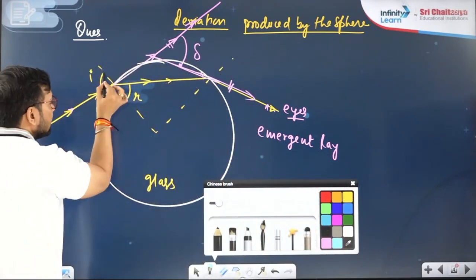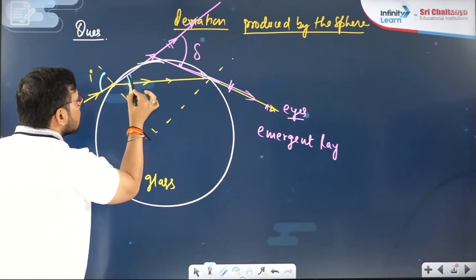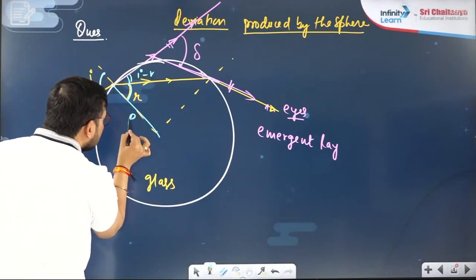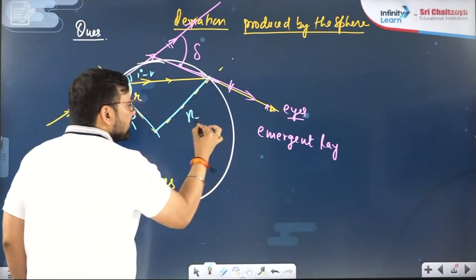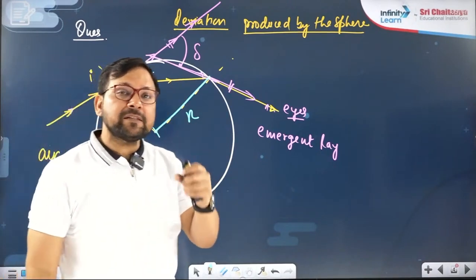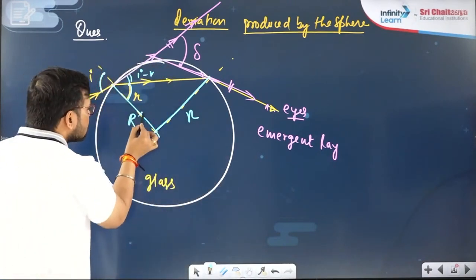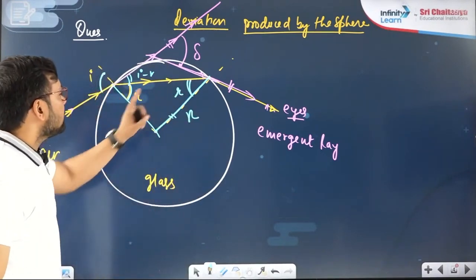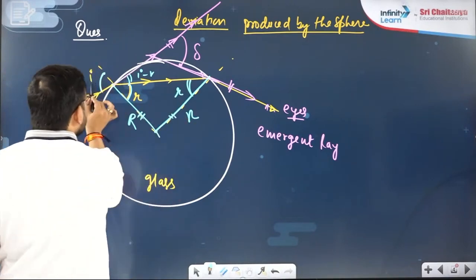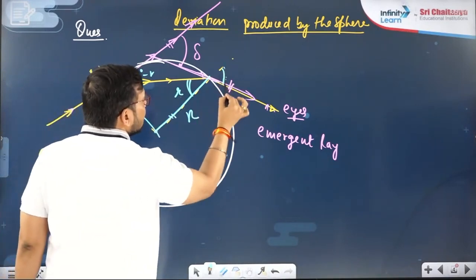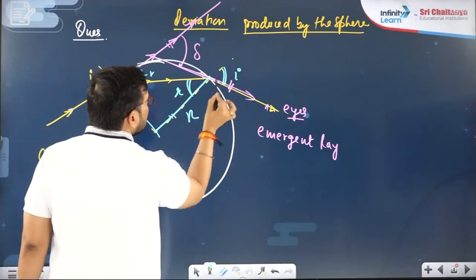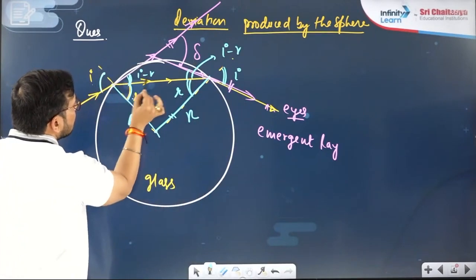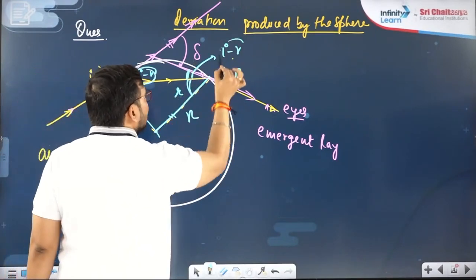Tell me one thing, if this angle is I and that angle is R, obviously this angle will be I minus R. And if this angle is R, and the radius is capital R, that becomes an isosceles triangle. In an isosceles triangle, two sides have the same length, so their base angles must be the same. And if this is I, this is R, this is R, this will be I, obviously. Same pair for the medium. So this interior angle here will be I minus R.